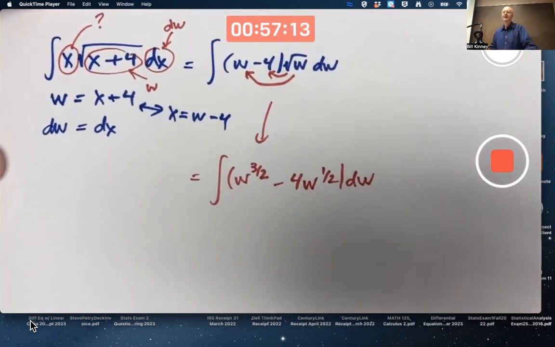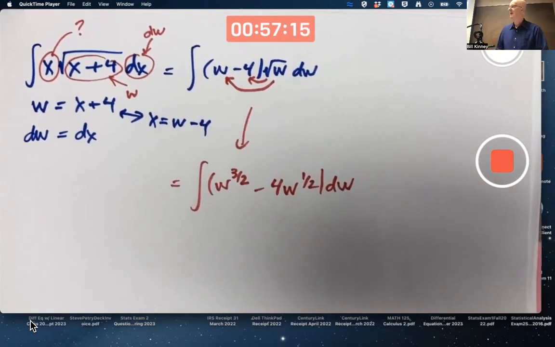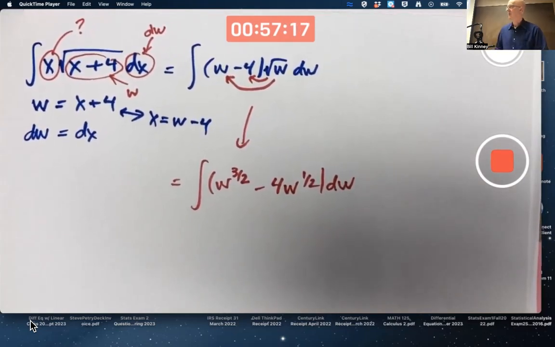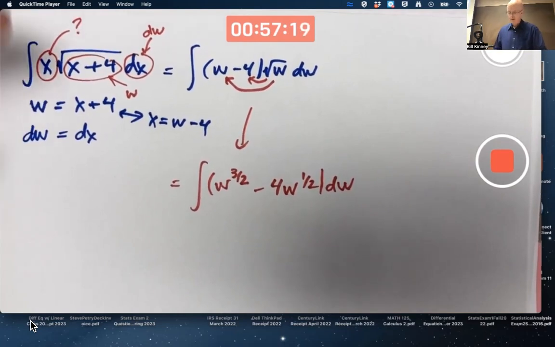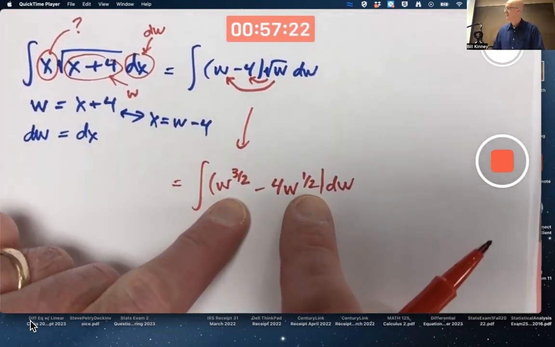And now we can use linearity as well as the reverse of the power rule. You can use it with fractions, it's okay. We did that already, actually.